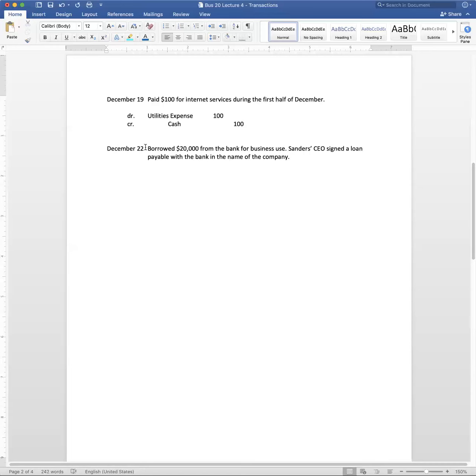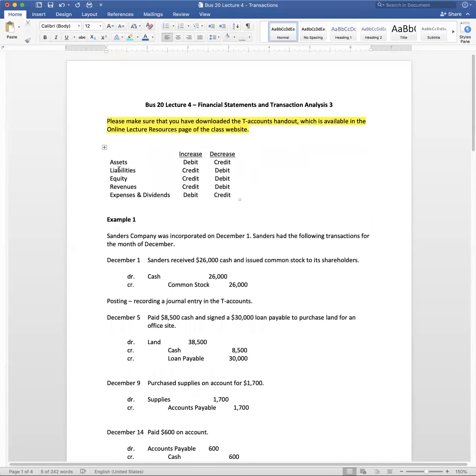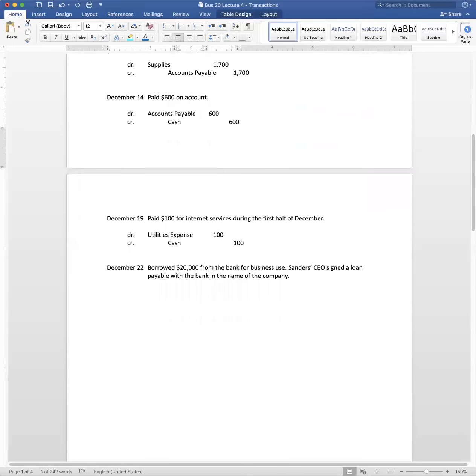Okay, so they borrowed $20,000 from the bank. What we call that is a loan, right? It even says it's a loan payable. So we're going to have a loan payable, which is a liability, and we have more debt. So we're going to credit or increase loans payable. Okay, so let's leave a debit line because we know there has to be a debit and put that in there.